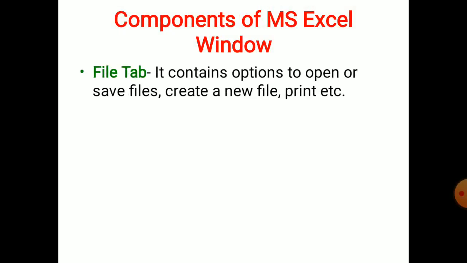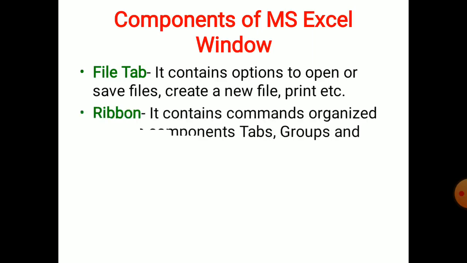We will now discuss the components of the Excel window in short. So the first one is the file tab. It contains options to open or save a file, create a new file, print, etc. Whenever you want to save a file or open a new file, we can do it with the help of the file tab.